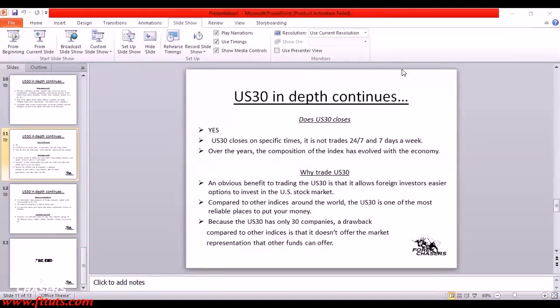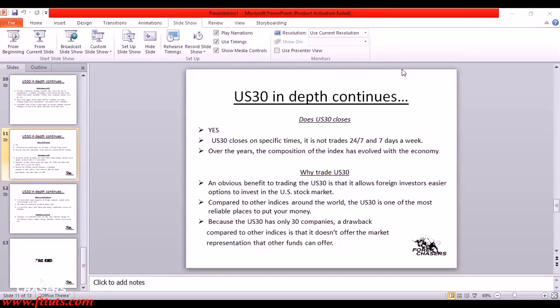Over the years, the composite index has evolved with the economy. As the economy is growing, the US30 is also growing and pushing to the upside. It is controlled by those major companies: if they go to the upside, then Nasdaq and USD are going to go to the upside too. And if they are falling, then USD is also going to push to the downside.